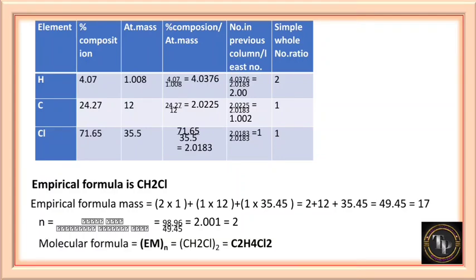Therefore, molecular formula is empirical formula into small n. Small n is 2. Empirical formula is CH2Cl into 2. So 1 carbon becomes 2 carbon, 2 hydrogen becomes 4 hydrogen, 1 chlorine becomes 2 chlorine. So the total formula is C2H4Cl2. This is the molecular formula.